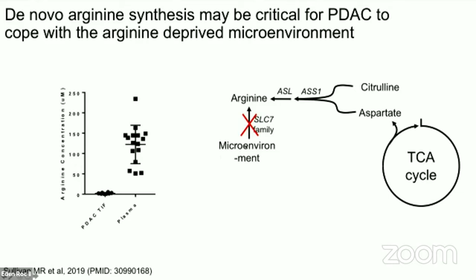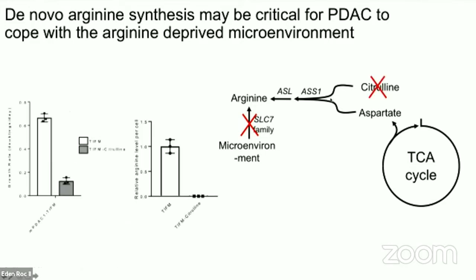And so perhaps in PDAC, this uptake from the environment pathway is shut down, and this pathway might become quite indispensable. And so to test this, Juan shut down this pathway by starving cells of citrulline or knocking out ASS1. And in both cases, this causes a dramatic inability of the cells to maintain arginine homeostasis and arginine levels, and really compromises their ability to proliferate.